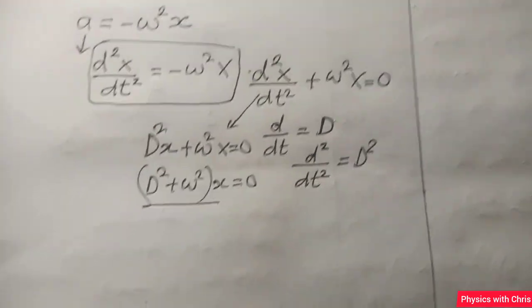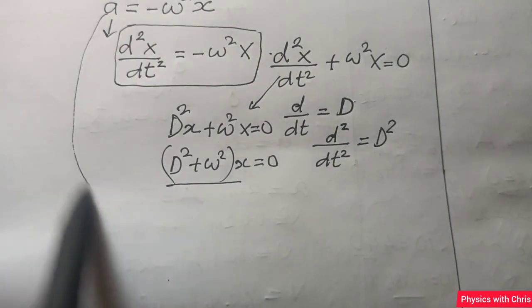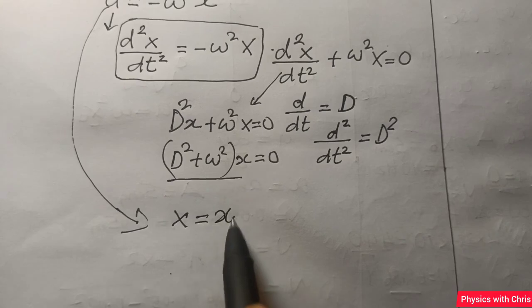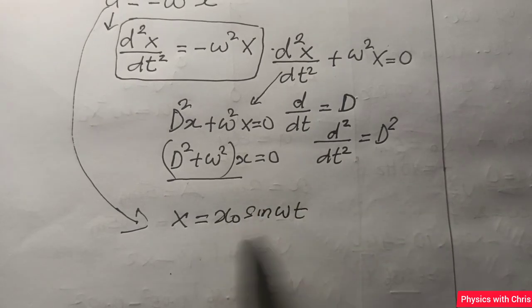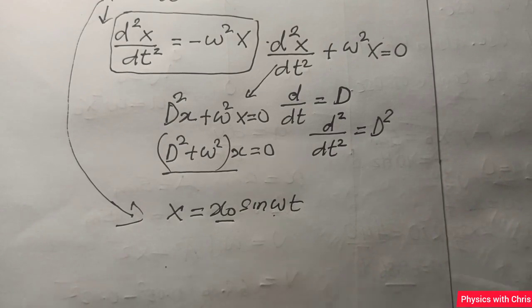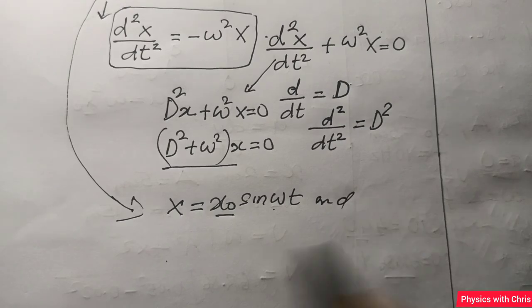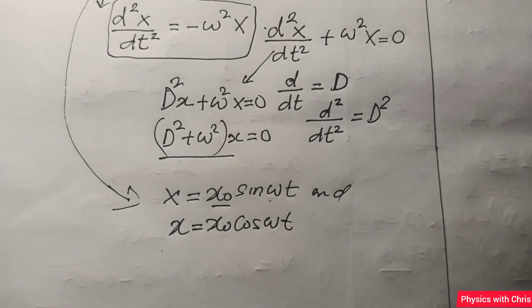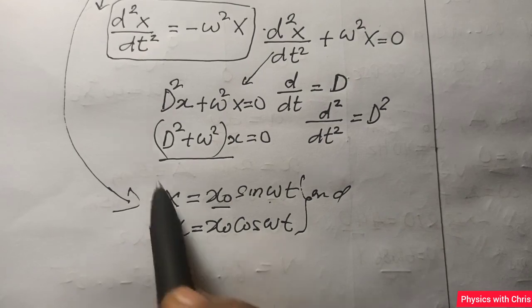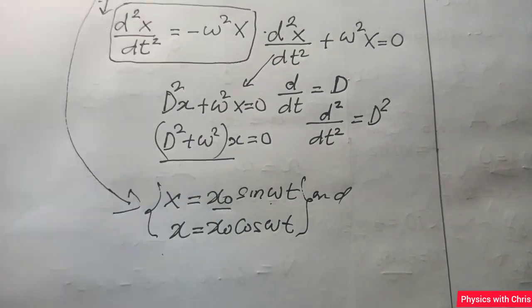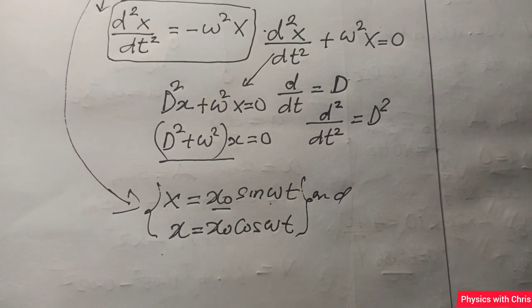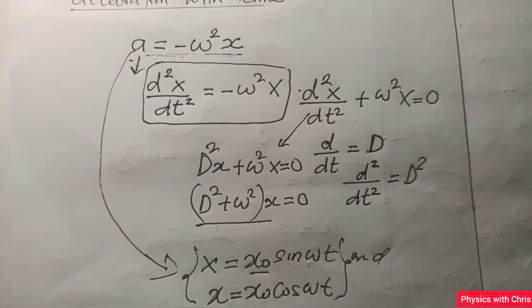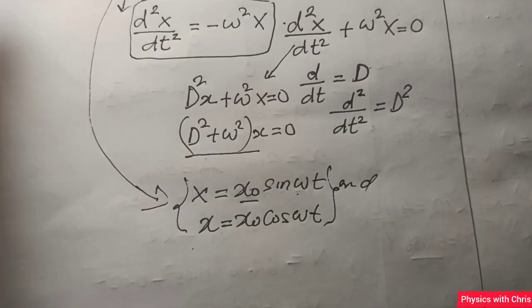I'm going to prove to you that the solutions of this equation of simple harmonic motion are x is equal to x naught sine omega t, where x naught is the amplitude and omega is our angular frequency, and or x is equal to x naught cos omega t. So these are the two solutions, and we're going to show that these are the two solutions of this simple harmonic equation. So how do I do that? I want to start from the solution and solve back to the question, back to the problem, back to the equation of simple harmonic motion. Let me start with the first one.